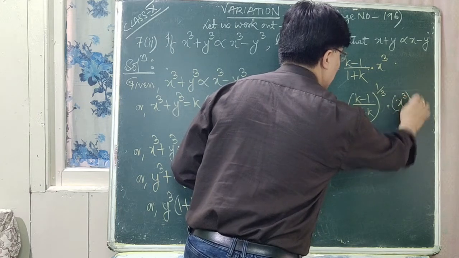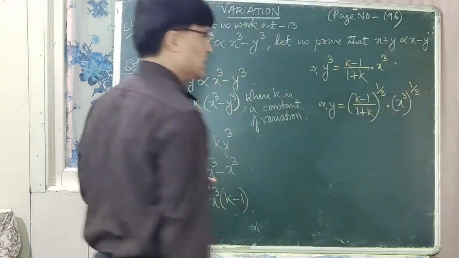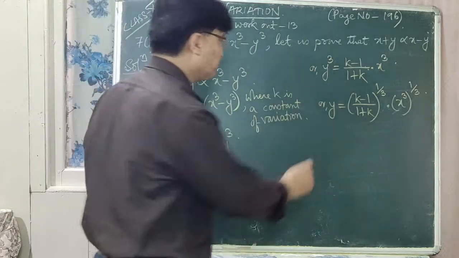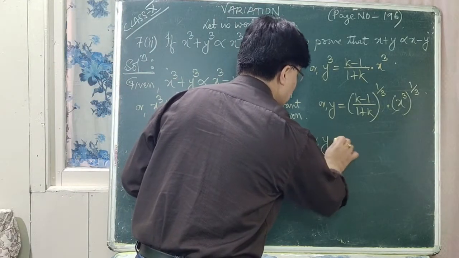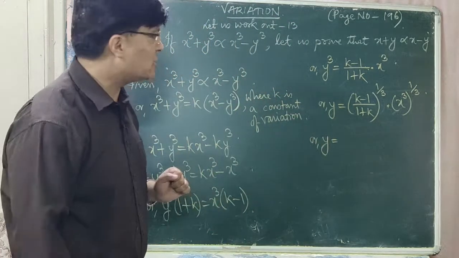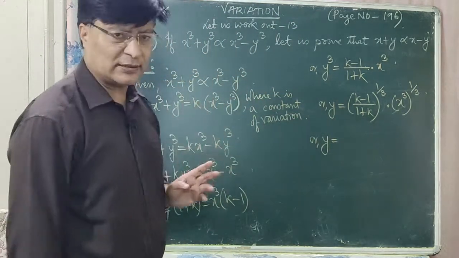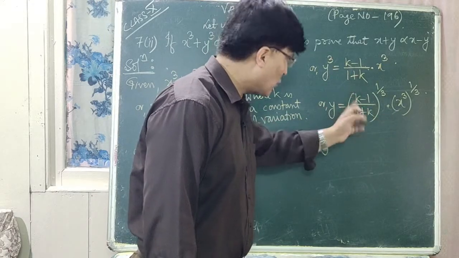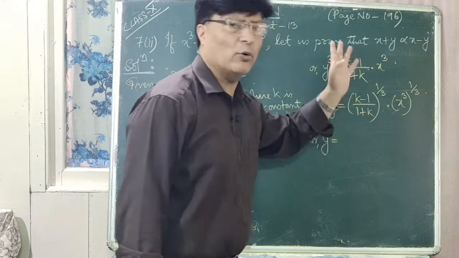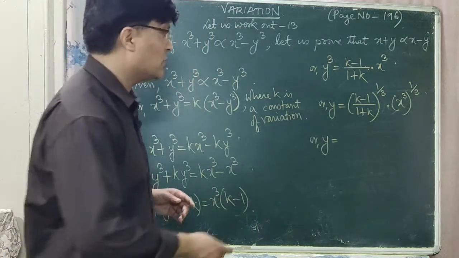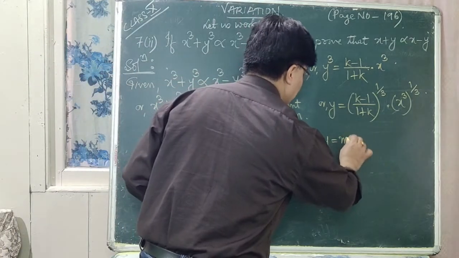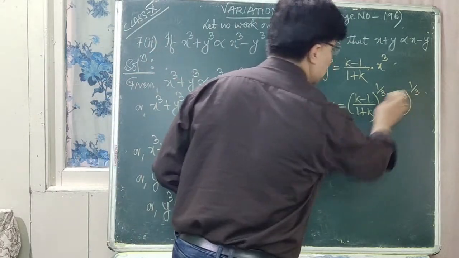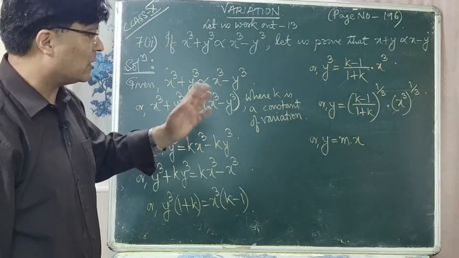Into x cube whole to the power 1/3. Is that clear to all of you? That means we have got the value for y. Or y is equal to, now since this k is a constant, so k minus 1 upon 1 plus k is also constant, and also k minus 1 upon 1 plus k whole to the power 1/3 is also constant. So you can write here m into x, because here 3 gets cancelled. In the power 3 will be cancelled and you'll get x.